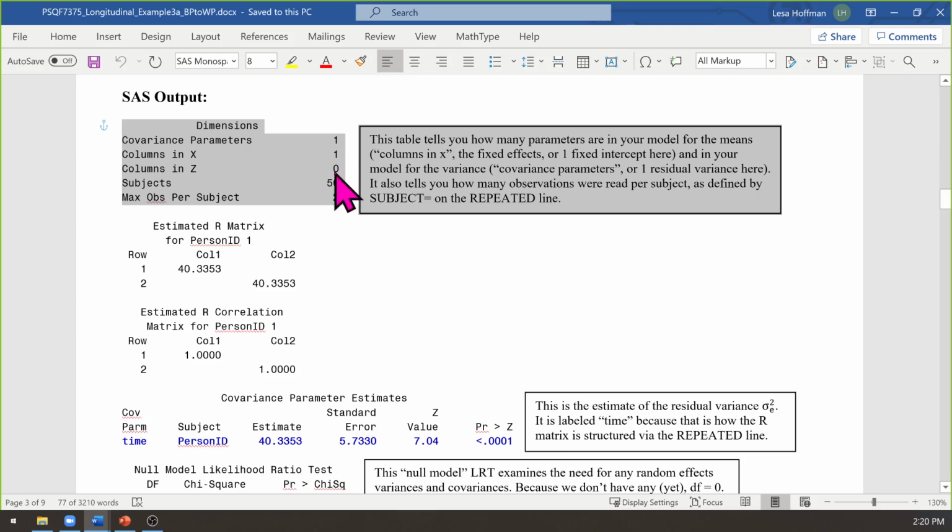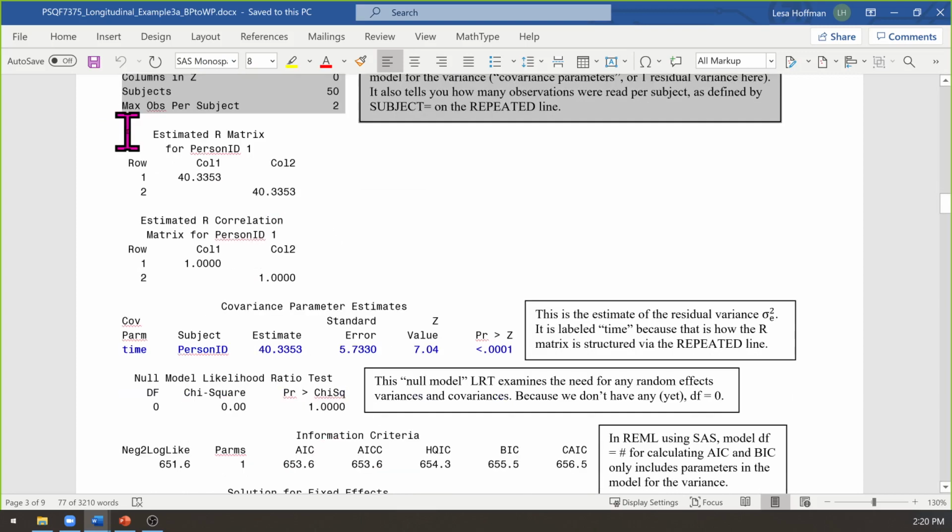Z is the number of random effects that are in a separate matrix. We get to those next week. We don't have those yet. And then it understands that we have 50 observations for level 2 people, each measured up to 2 times. So this is a pre-test, post-test example just to get us started in the world of longitudinal data.